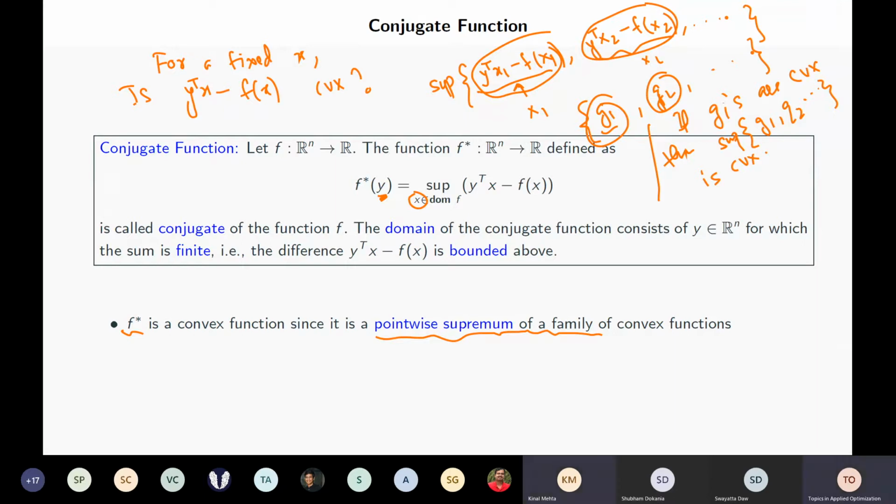So if we take y1, y2 and say lambda1 y1 plus lambda2 y2 and put it in that function, we'll be able to split this part, but this constant remains, f of x will be there. I see this as a function of y. Let us say h of y is y transpose x minus f of x. Naturally, since I'm seeing this as a function of y, x will be treated as a constant.